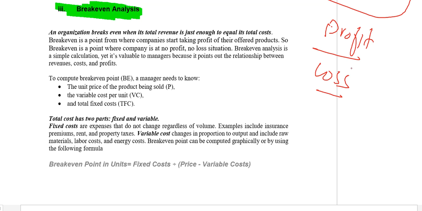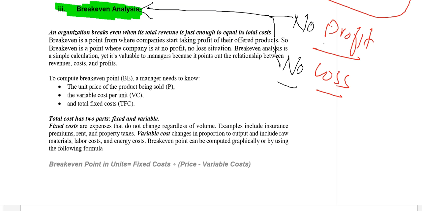So students, there is a position of the organization where a company stands at a position where they have no profit and no loss. Zero profit, zero loss. When the company reaches the position where it has zero profit, zero loss, this position is called break-even. As it is written here, an organization breaks even when its total revenue is just enough to cover its total cost. It means the revenue and cost are equal, where there is no profit and no loss.